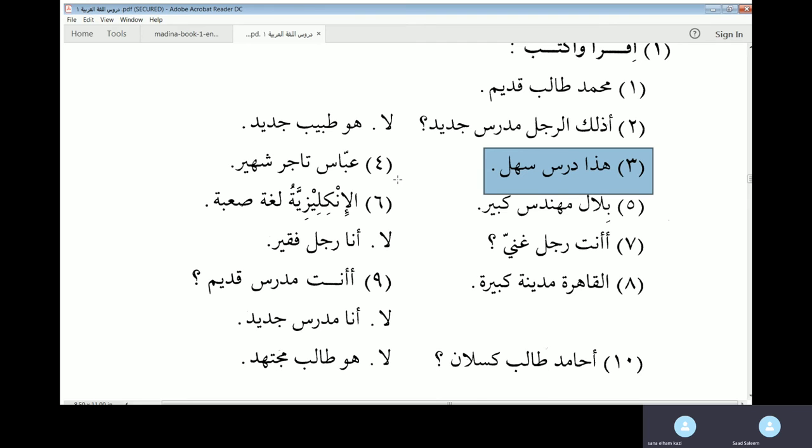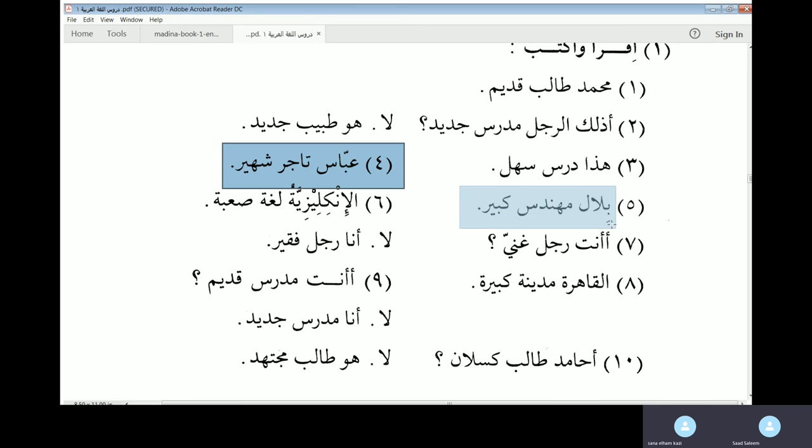هذا درس سهل. This is an easy lesson. Abbas تاجر شهير. Abbas is a famous merchant. Bilal مهندس كبير. Bilal is a big engineer.